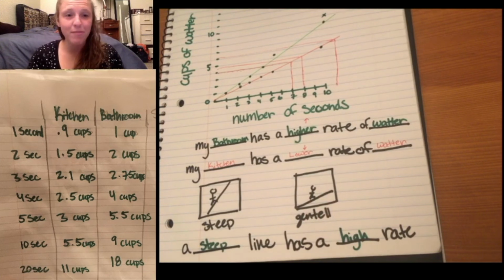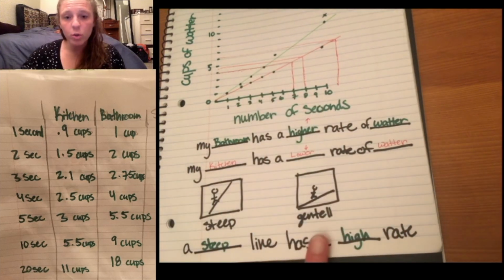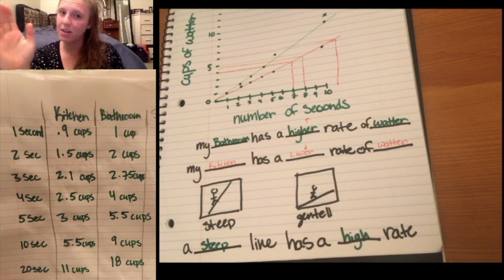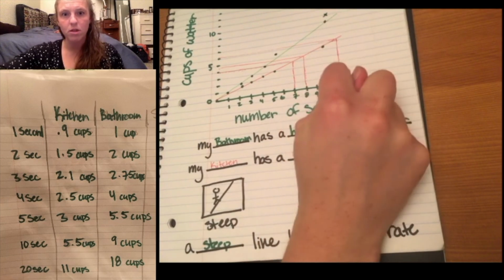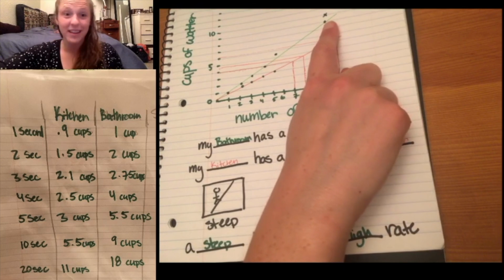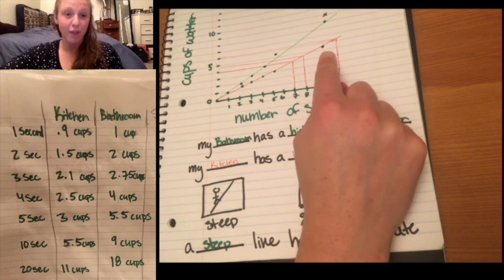Even if I didn't have my data table at all, and I just had these two lines, I could look at this line and see that the bathroom is steeper. And so I would know that it has a higher rate of water than my kitchen, which is a more gentle line. Even without the data table, I could make that connection that it's getting steeper faster because it's putting more water out. Because at 10, it's much higher. It's put out a whole 10 cups of water. Well, it's actually 9, but close to 10. Then my kitchen sink has put out only 5.5 cups of water.